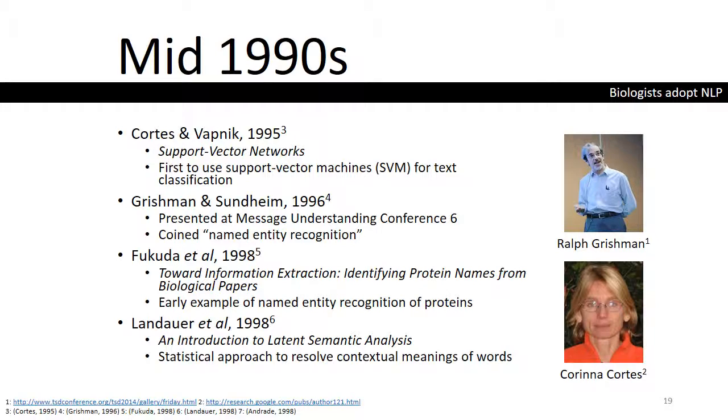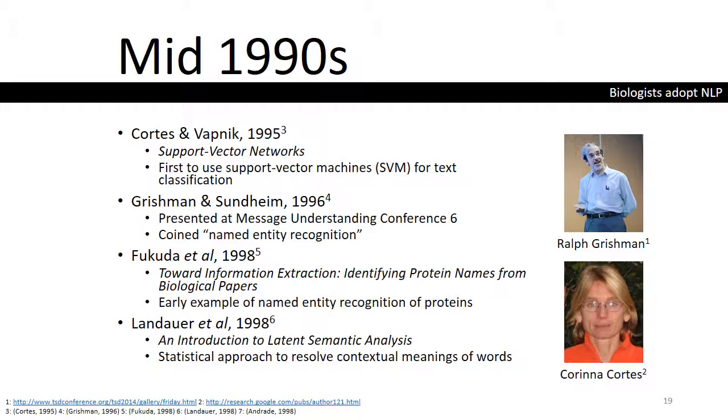Now, in the mid-1990s, things really started to pick up. For example, we have Cortes and Vapnik. They invented the support vector network, which was really a key algorithm for learning text classifications as well as named entity recognitions.